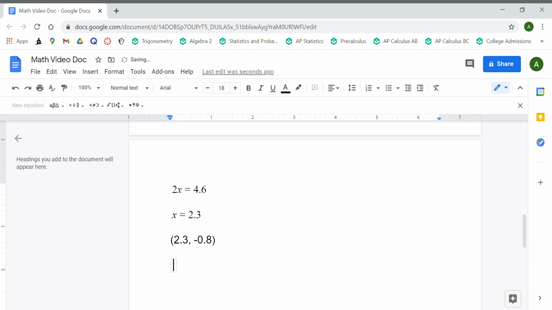Okay, so now I'm going to give you a little bit of a harder example. Let's try 3x minus y equals 8, and then we have 4x plus 2y equals 16.